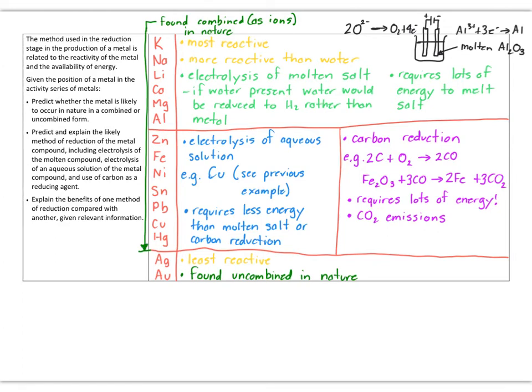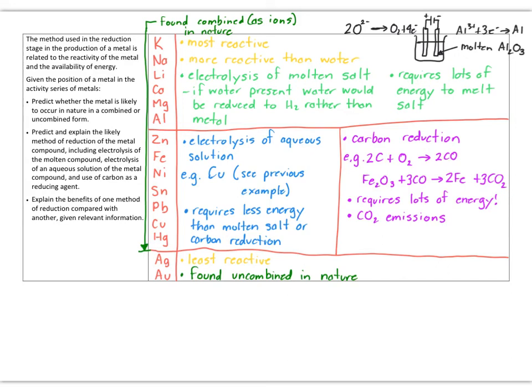When we get into this next block, from zinc, iron, nickel, tin, lead, copper, mercury. By the way, this reactivity series will be given to you in an exam, at least all the ones you need to know. It will be on the back of your periodic table, so you don't need to remember that. What we would see is that we can use either electrolysis of the aqueous solution. So I talked about with copper at the start of this video, how we would do that. So you've already sort of gone through that example. The advantage of this is it requires less energy than the molten salt or the carbon reduction, which I'm about to talk about as well.